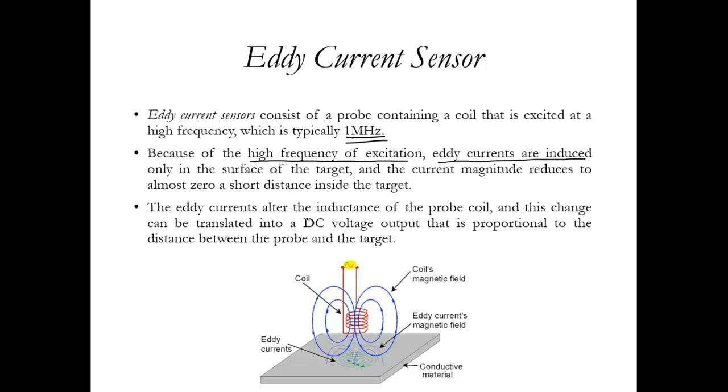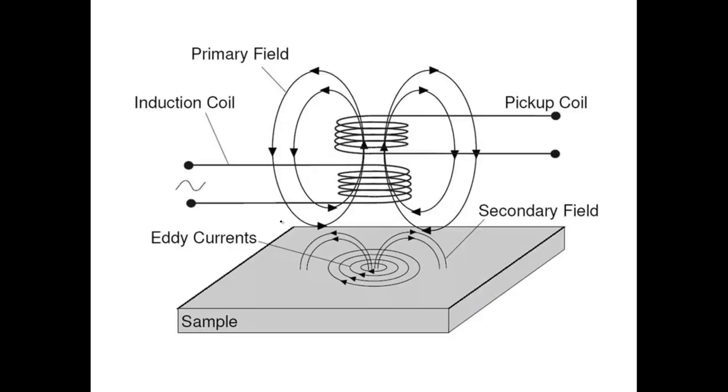So again, the eddy currents alter the inductance of the probe coil, because they try to interfere with the magnetic field of this. Obviously that will change the capital L of the probe coil, and this change can be translated to a DC voltage also, that is proportional to the distance between the probe and the target. So that's how it looks in actual sense.